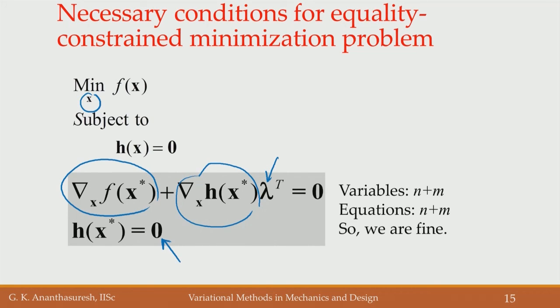So, again, if you count how many equations there are, there are n equations here and m equations here, so in total we have n plus m equations. How many variables do we have? We have n variables in x and then m variables for lambda 1, lambda 2, lambda 3, up to lambda m, right. We have n plus m variables and n plus m equations, so again we are fine.